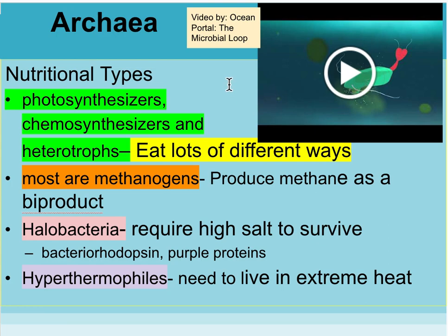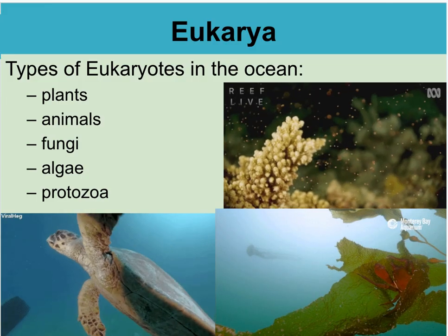So some of them are photosynthetic, some are chemosynthetic, and some are heterotrophs. So they eat lots of different ways. They do produce methane as a byproduct. Some are halobacteria, where they require a lot of salt in order to survive. That's helpful for the ocean. And there are others that need extreme heat in order to live.